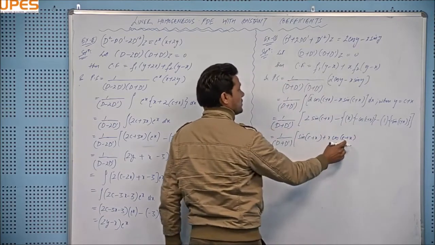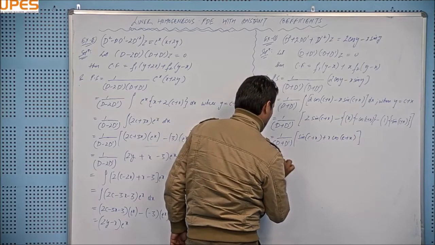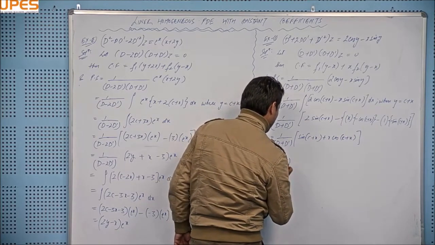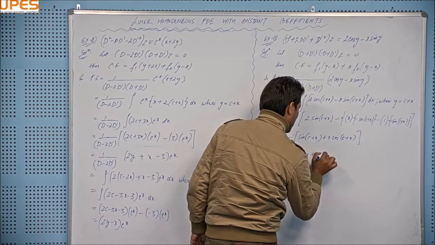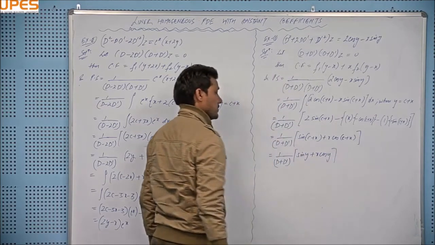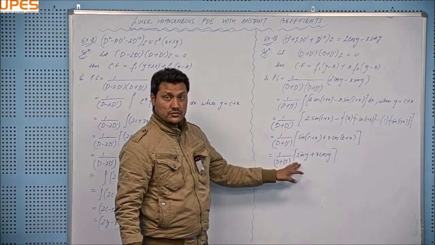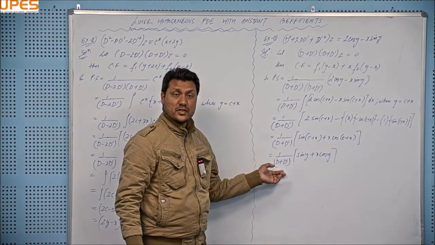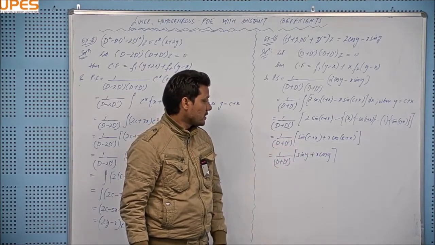Then getting rid of this c. How to get rid of this c? Replace it with y here. That will become 1 upon D plus D dash of sin y plus x cos y. Now it is constant free. And as soon as it becomes constant free, then you start applying this operator. Do not apply this operator in this position.